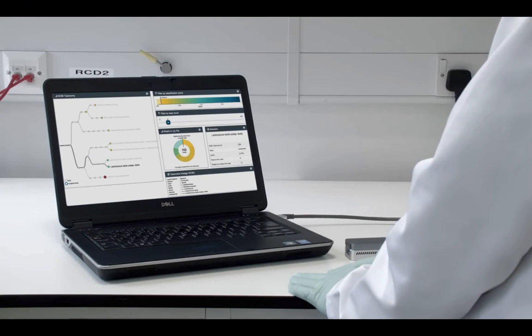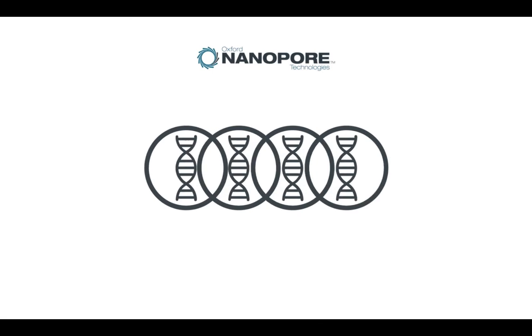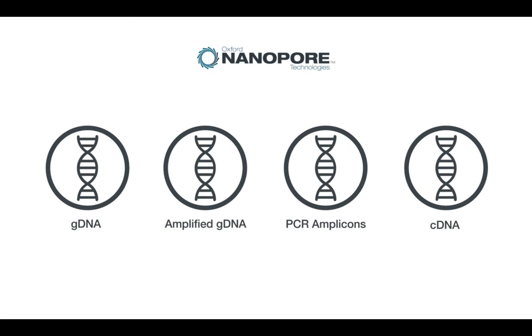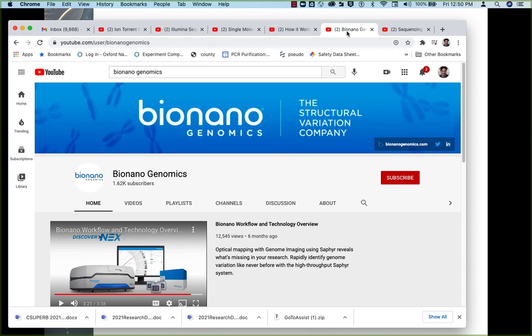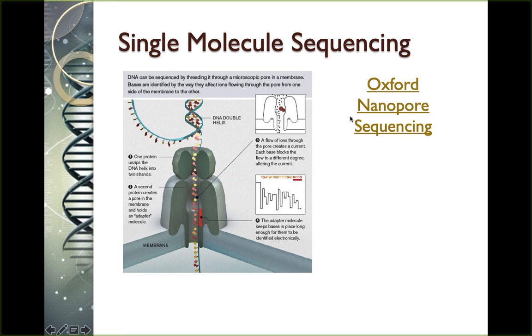The workflow described here is adaptable and is used to sequence a variety of molecules in real time, including genomic DNA, amplified genomic DNA, and PCR amplicons. In the same way that native DNA can be analyzed, RNA can be sequenced in its native form or by using cDNA.